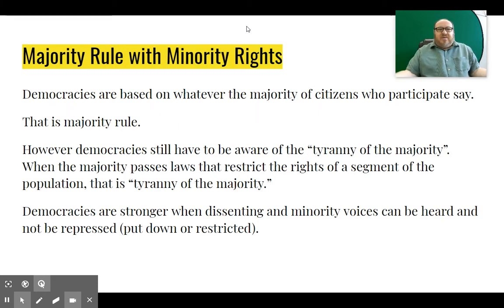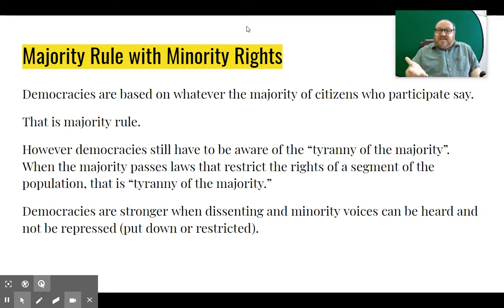Okay. Talking about elections, democracies are based on whatever the majority of citizens who participate say. That is majority rule. When we have an election, whoever gets the most votes wins. That's majority rule, right? But there's also a balance that has to be struck between majority rule and what is called tyranny of the majority. That's when the majority passes laws that restrict the rights of a segment of the population.